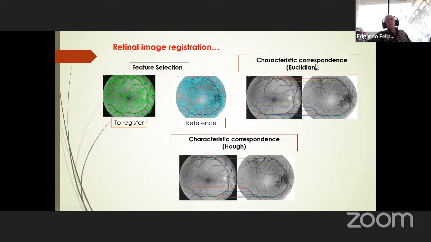Afterward, we do the characteristic correspondence between them. You can see in this image, this point is very near to this one. Both images are compared, and we get the differences of both of them. After the Euclidean correspondence, we also use the hook correspondence. You can see that it is the same. The objective is to get the difference between two images and get, in our optical image, the difference in microns. They are the micron units.